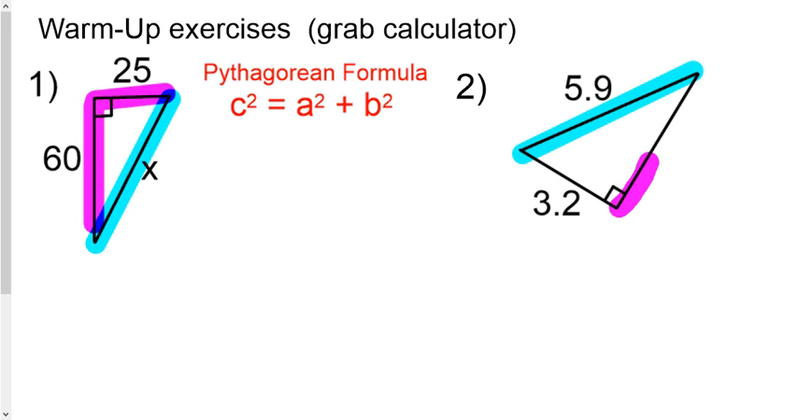At this point, you should also already know the abbreviations for the legs are A and B, and the hypotenuse is always C. And in order to solve these two, you go through and you plug in your known information into the Pythagorean theorem. So this is A, this is B, and this side here, the X, is actually going to be side C. So let's go solve for that missing side.